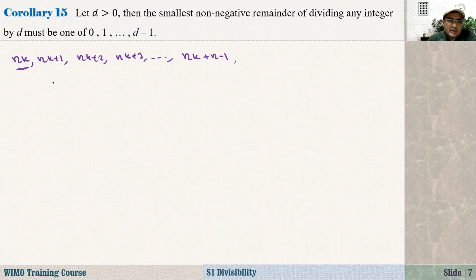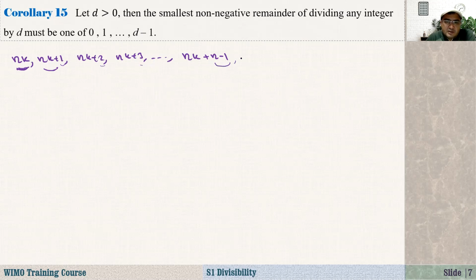So what does it mean? It means that if I'm given any a, let's say this one is the first integer, this is the second integer, and if you pick any integer, and I group in this way, that means that if you divide by n, either the remainder is 0, or the remainder is 1, or the remainder is 2, or the remainder is 3, and so on until n minus 1, right?